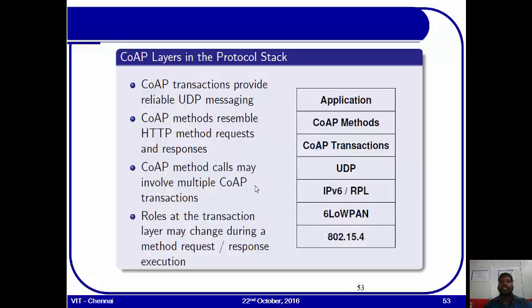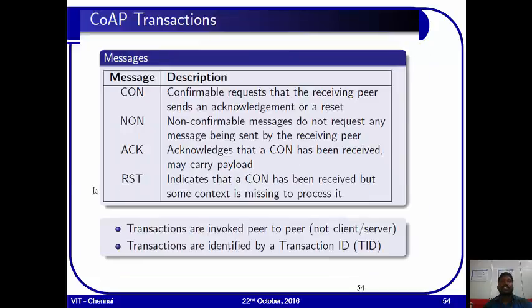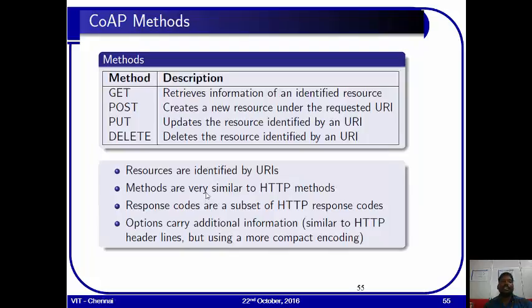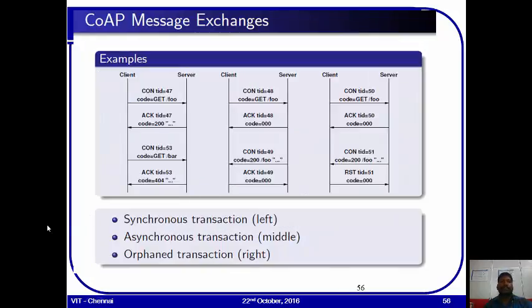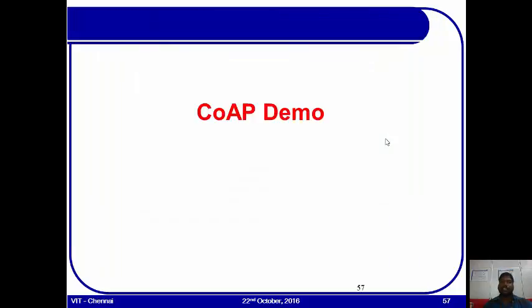We have methods and transactions. The transactions are confirmable, non-confirmable, acknowledgement. We have GET, POST, PUT, DELETE, similar to HTTP methods. The message exchange process: confirmable, non-confirmable, acknowledgement. We have a synchronous transaction, the middle one is asynchronous. We have orphan transactions also supported for message exchange.